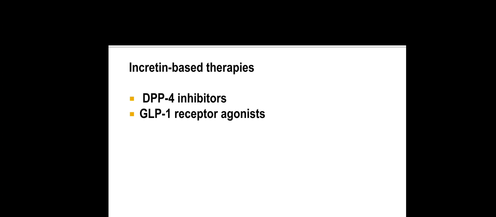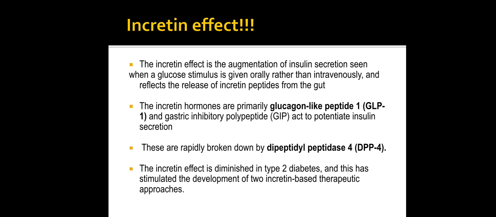Now, going to a group of drugs which entirely uses a separate mechanism of action. The two groups of drugs are combined under incretin based therapies. These are the GLP-1 receptor agonists and the DPP-4 inhibitors. So what are incretins, or what is the incretin effect? It is seen that when we give a glucose challenge, IV and oral, the amount of insulin produced is higher with oral glucose challenge than with IV glucose.